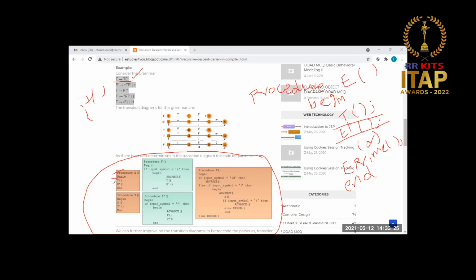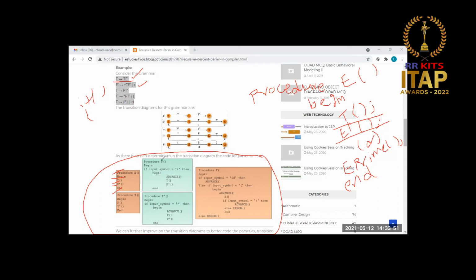And then T function, E prime function and end. So this is the recursive procedure for the first production rule. Similarly, consider the second one: procedure E dash, or you can call it procedure E prime function. Plus T E dash.